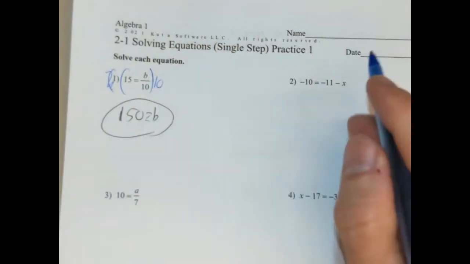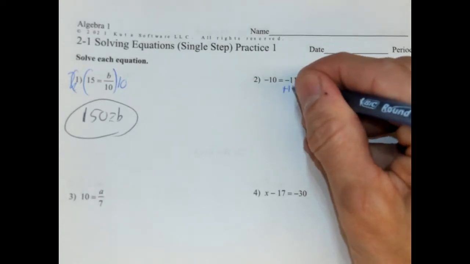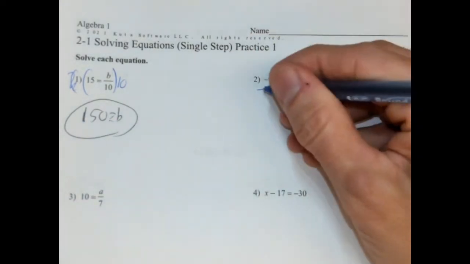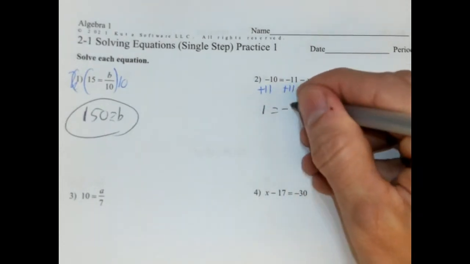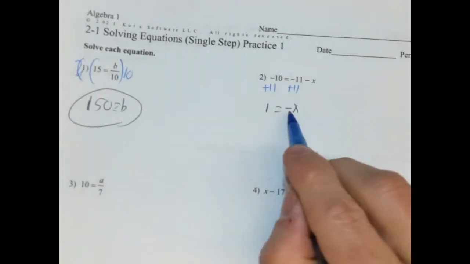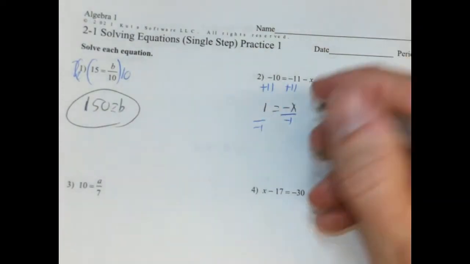Here we have, actually technically this is not a single step, this is a two-step. We're going to add 11 to both sides because that's the additive inverse. And then negative 10 plus 11 is 1. So 1 equals negative x. And now we're going to divide by the coefficient, which is negative 1. So x is equal to negative 1.